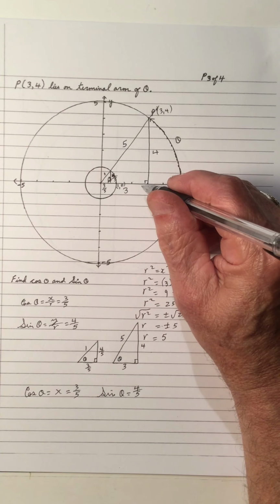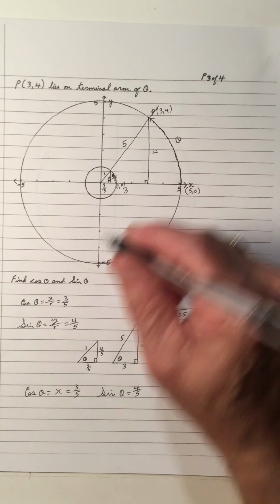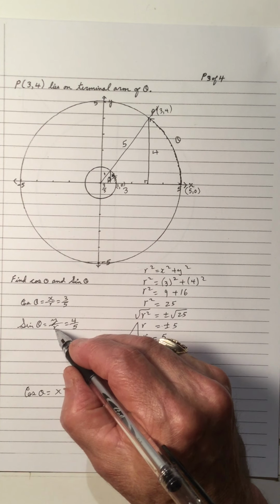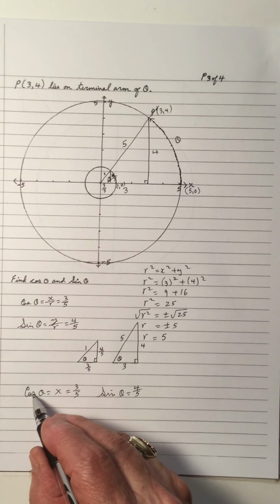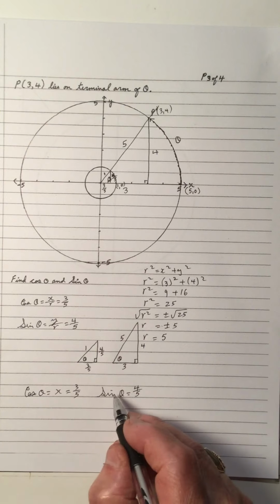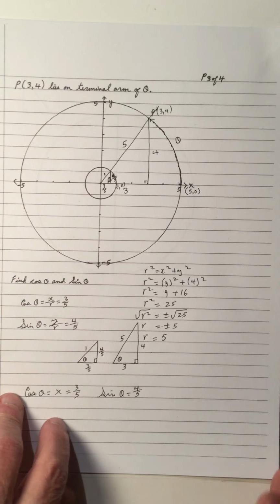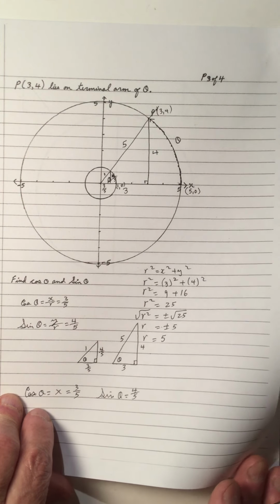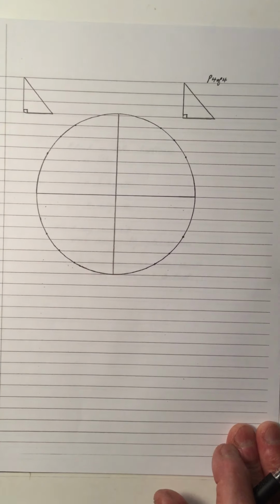So if it's not a radius of 1, then you have to do x over r and y over r. But if you have a radius of 1, then the cosine is the x, the sine is the y. Just explaining the other videos, summing them all up.